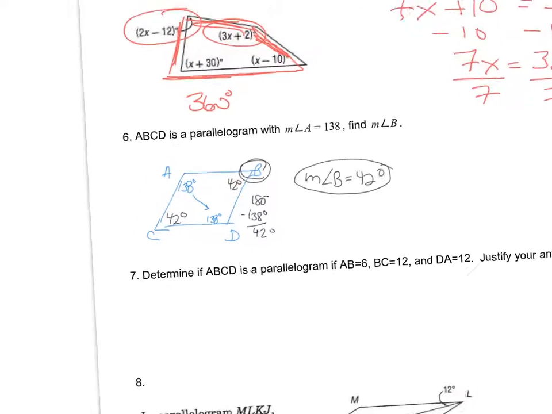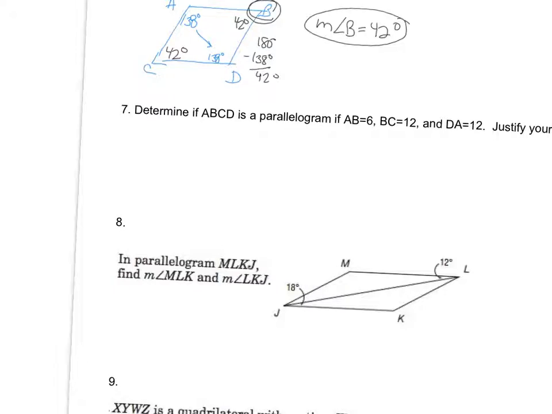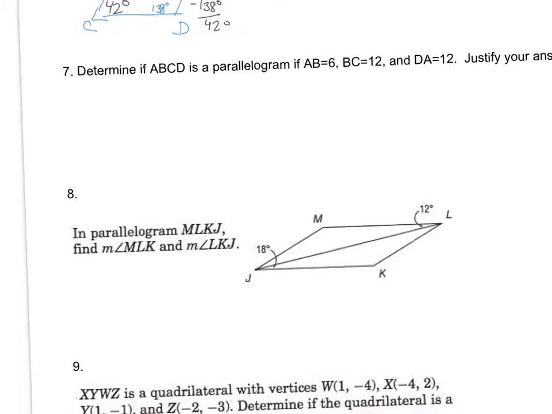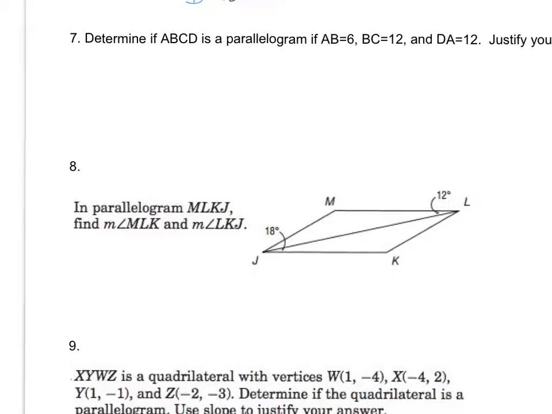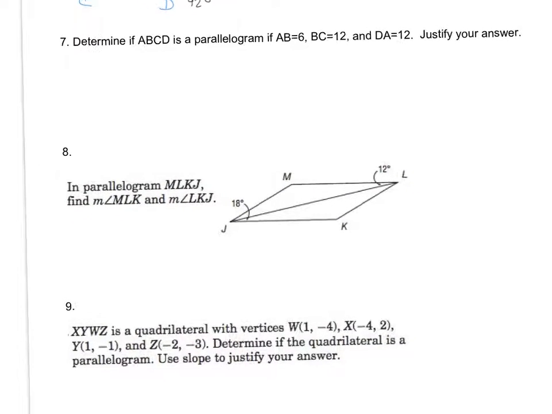Okay, so let's look at problem 7. Determine if ABCD is a parallelogram if we have some information. So we had those four reasonings in section 3 that made a quadrilateral a parallelogram. So ABCD. It says AB is 6, so I'll write that in there. And it says BC is 12, and it says DA is 12.